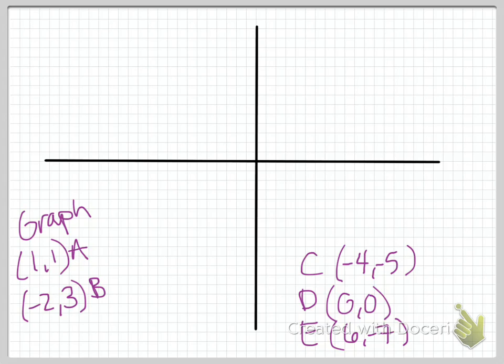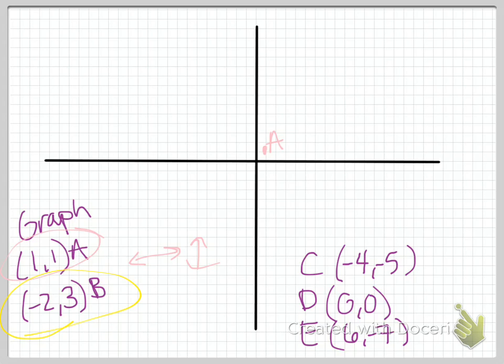Okay, we are going to graph these points. So if I graph point A, for graphing points, you always have to walk to the elevator before you ride it. So you have to either go left or right, and then up or down. Okay, so I'm going to go right one and up one. So there's A.